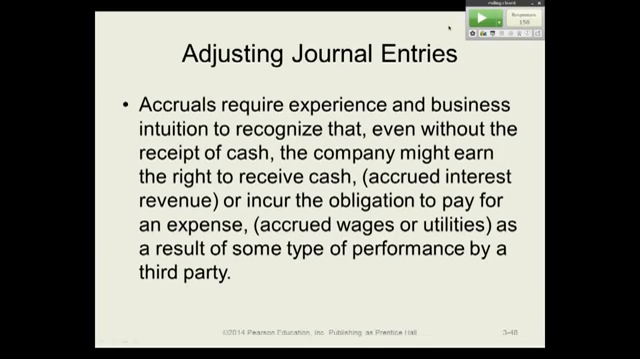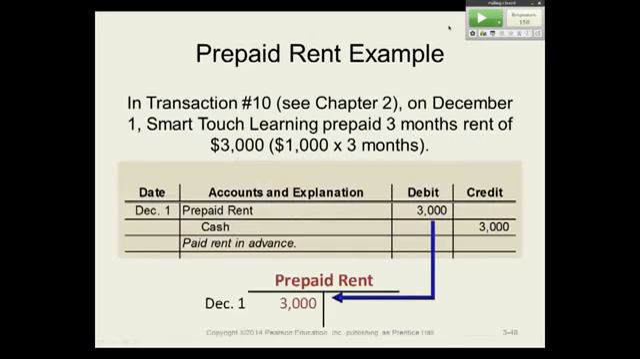All right, so now, let's go through some very specific examples. I want you to ask some questions as we go through this. And we're now going to take an example of a deferral.